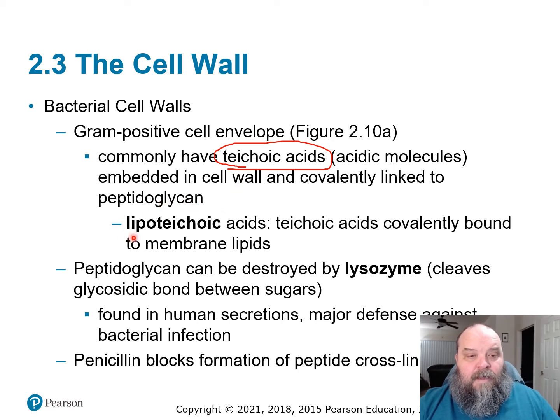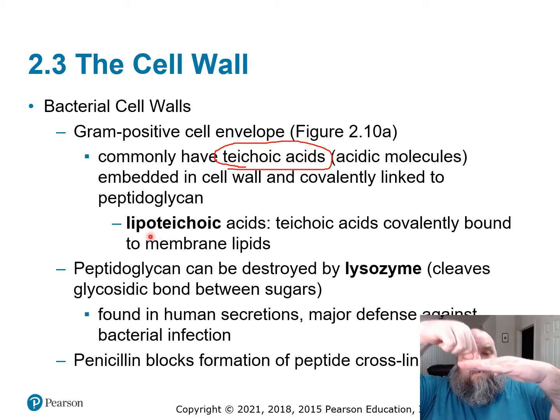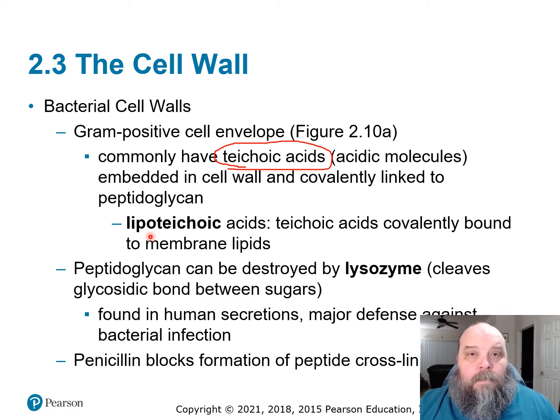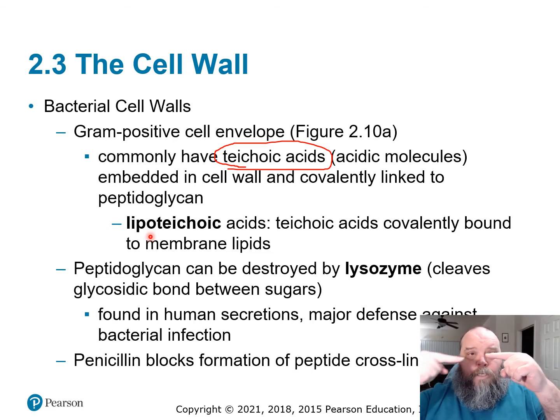And then you have a special type of teichoic acid known as lipoteichoic acid that not only goes through all the layers of peptidoglycan, it then inserts into the cytoplasmic membrane, anchoring the cytoplasmic membrane to the cell wall.